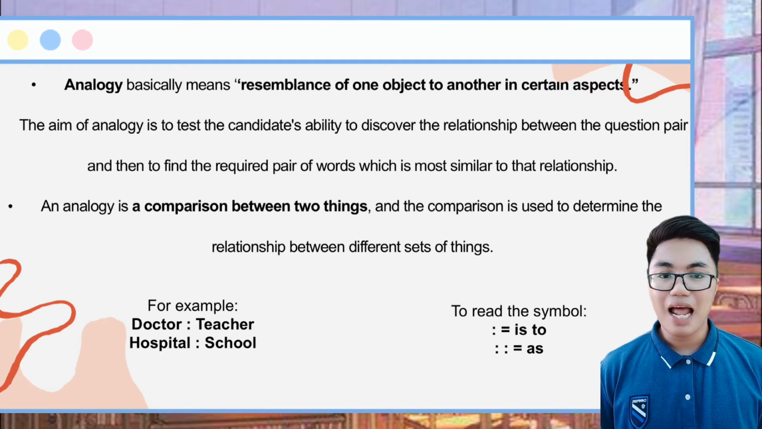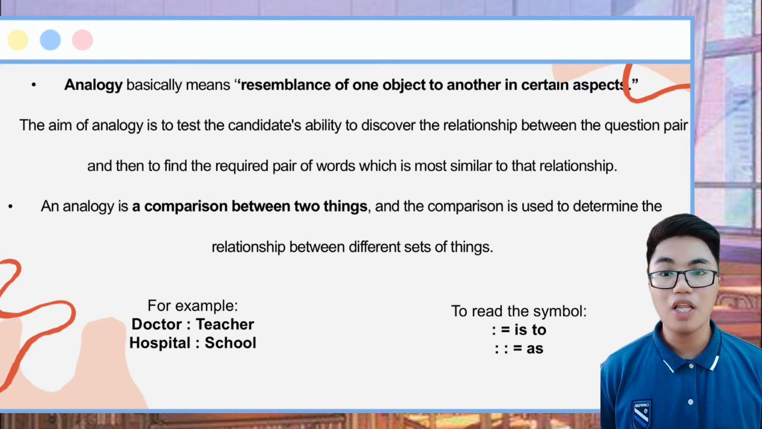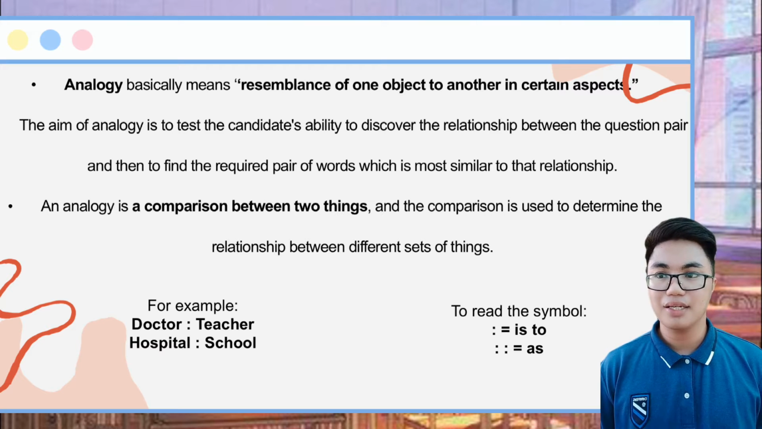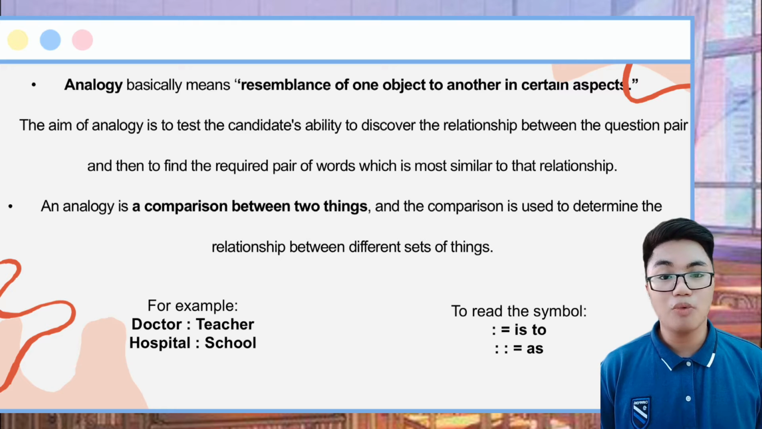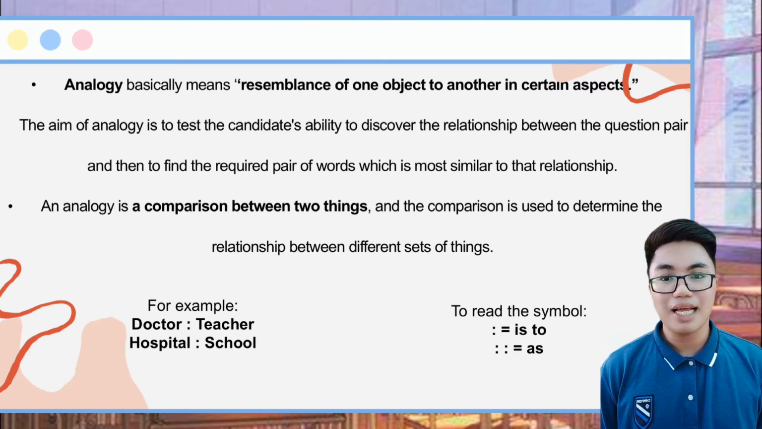Analogy basically means resemblance of one object to another in certain aspects. The aim of analogy is to test the candidate's ability to discover the relationship between the question pair and then to find the required pair of words which is most similar to that relationship. In short, the purpose of an analogy is to better explain and expand an idea or concept by comparing it to something else that may be familiar to the reader. It teaches creative and critical thinking skills and presents a challenge that advanced learners enjoy.